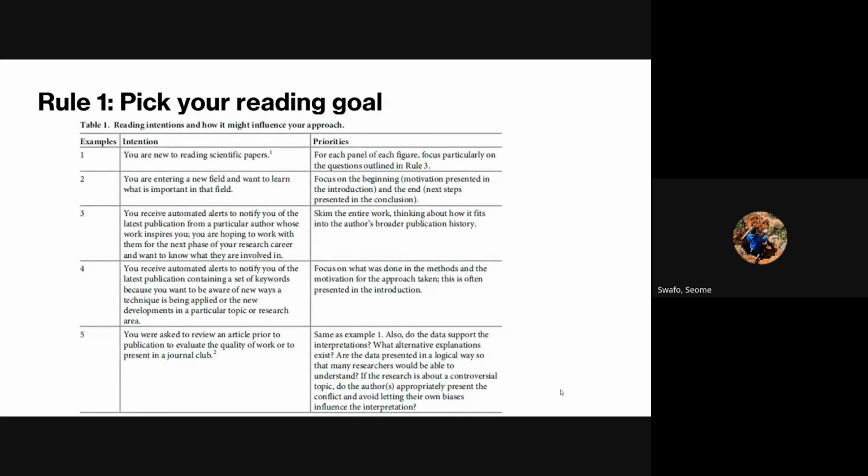Sometimes the other intention is when you are asked to review an article prior to publication, but this is normally tied to those who have advanced in the field, where they have published a lot of work. Let's not really delve into it, because it is about those who are familiar with the field, those who have a good publication history.